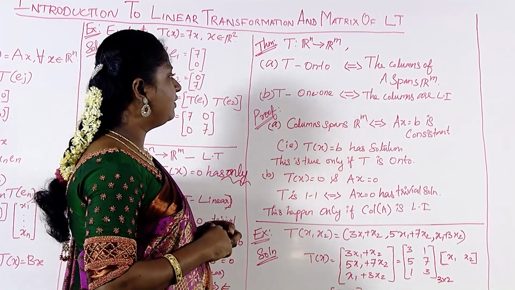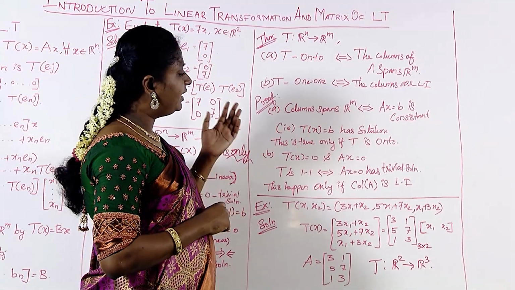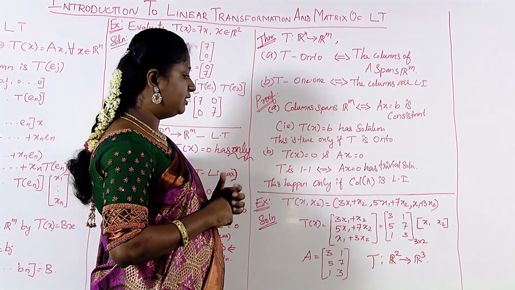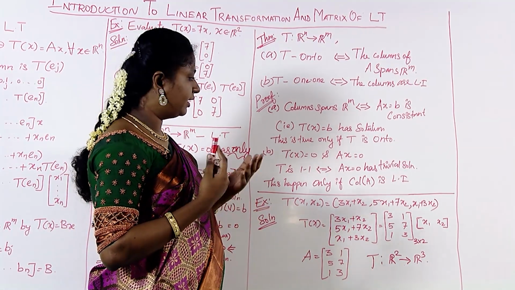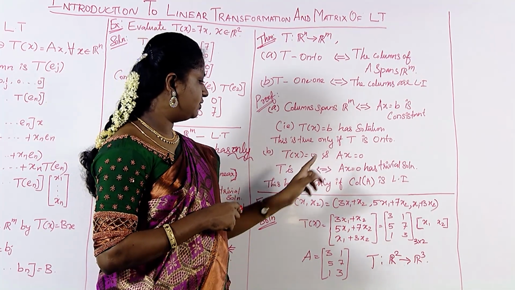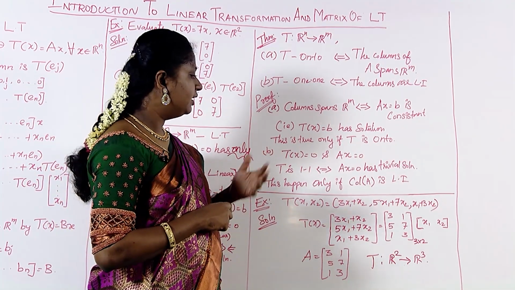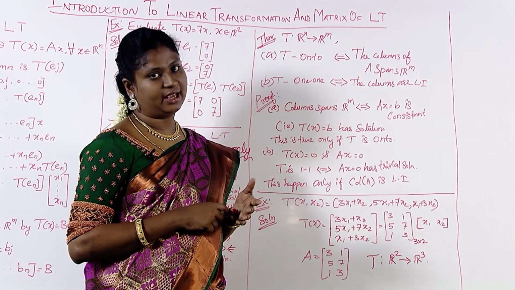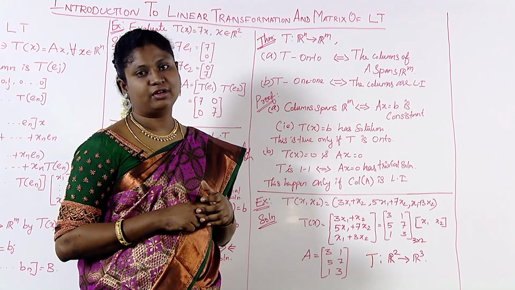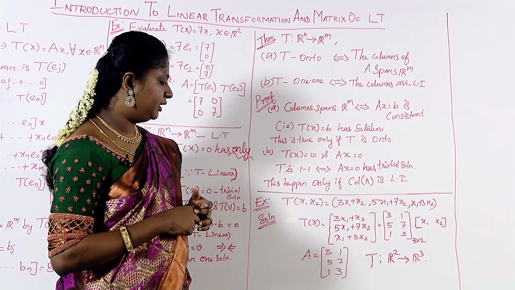The next part is we have to prove T is 1-1 if and only if the columns are linearly independent. So, if T is 1-1, then according to the previous theorem, T of x equal to 0 has only the trivial solution. Now, if T of x equal to 0 and Ax equal to 0, then T is 1-1 if and only if Ax equal to 0 has only the trivial solution. This will happen only if the columns of A are linearly independent. Therefore, we are able to prove that when T is 1-1, then the columns of A are linearly independent, and vice versa also. We shall see an example now.